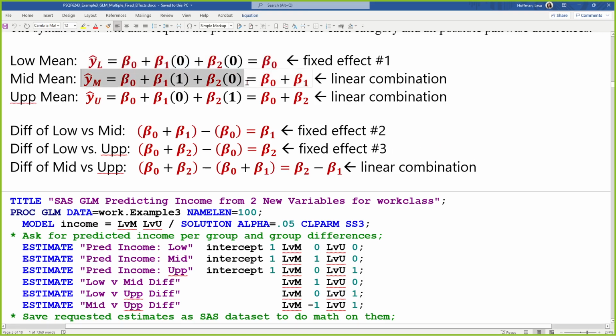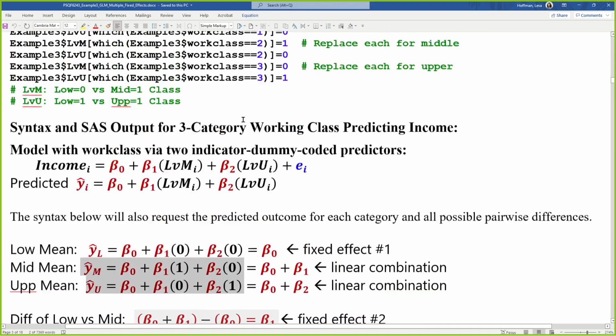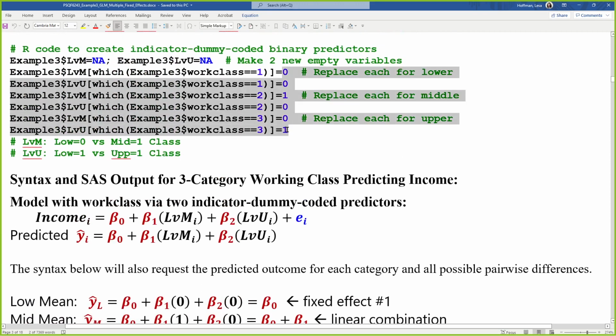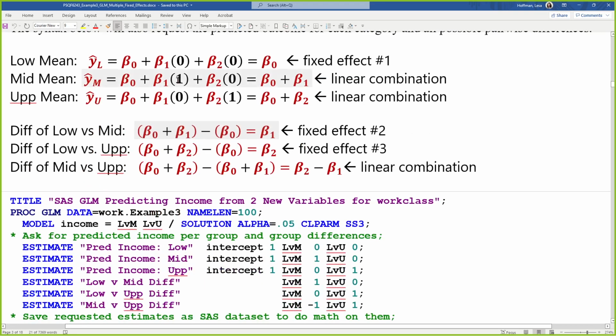The mean for the other groups is created by setting the values of my new predictors to the 0s or 1s that correspond exactly to my coding scheme. So that should be internally consistent with respect to how you made the variables, what values would go in each of these places. So the mean for the middle group works out to be beta 0 plus beta 1, and the mean for the upper group works out to be beta 0 plus beta 2.